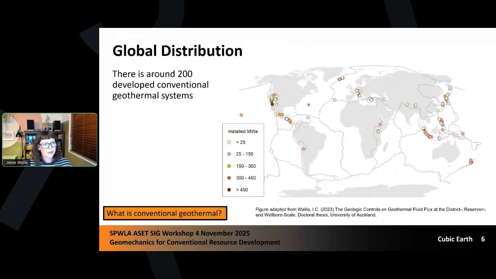So there's around 200 developed conventional systems in terms of developed for energy, electricity usage. There's also on the sides of many of these direct heat, clean steam, industrial areas, etc. And you'll notice that they're mostly on plate boundaries, eastern US with a little bit of excess heat flow through the basin and range, but they're really sort of like those hot places in terms of heat flow on our planet, but also co-locating the structure.